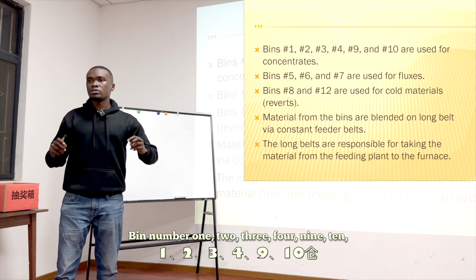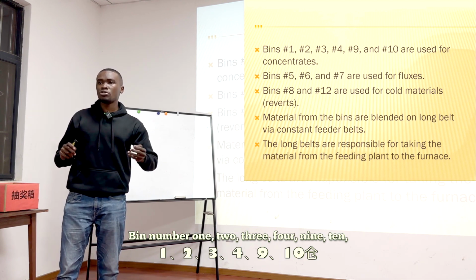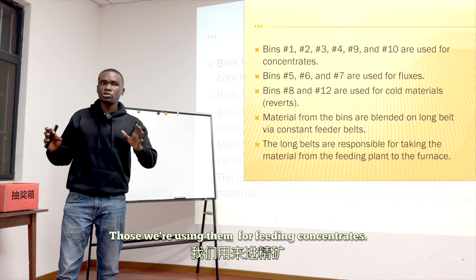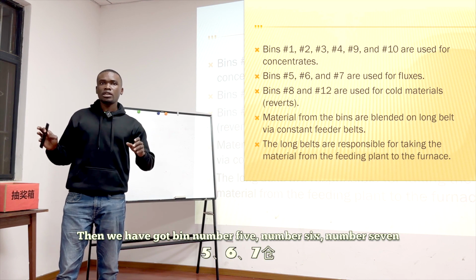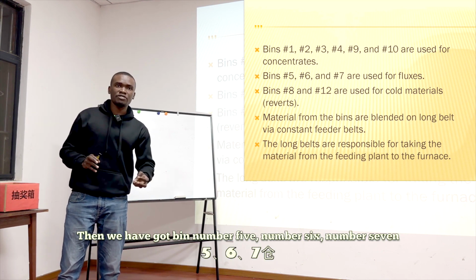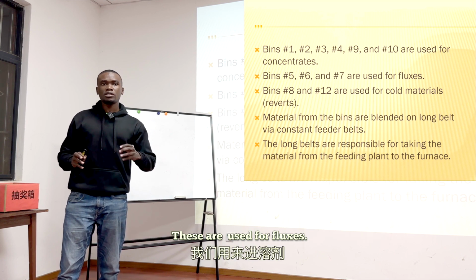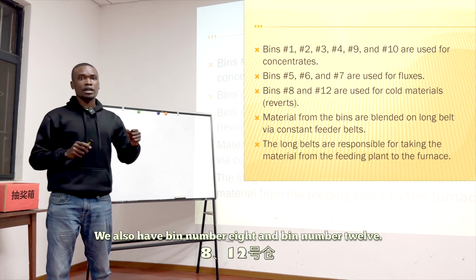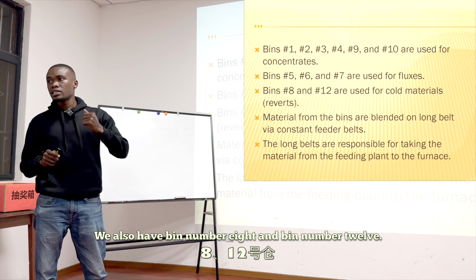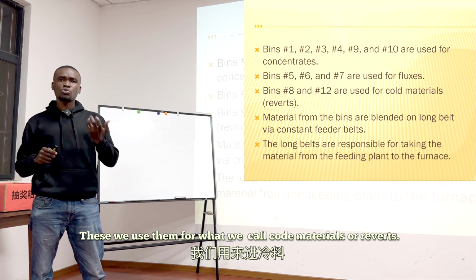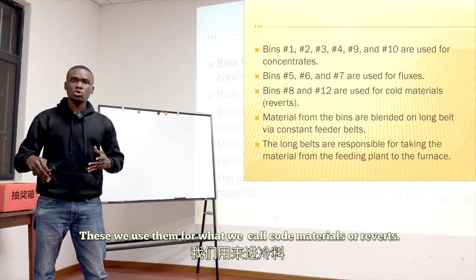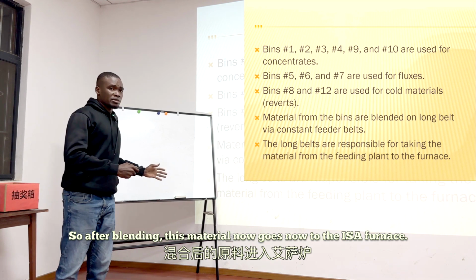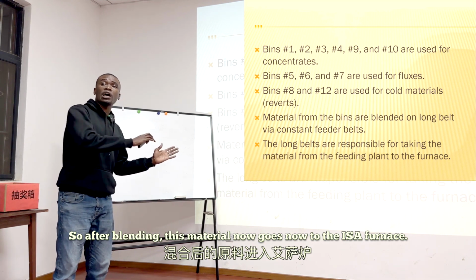Bin number 1, 2, 3, 4, 9, 10, those we're using for feeding concentrates. Then we have got bin number 5, number 6, number 7. These are used for fluxes. We also have bin number 8 and bin number 12. These we use for what we call cold materials or rivets. So after blending, this material now goes to the ISA furnace.